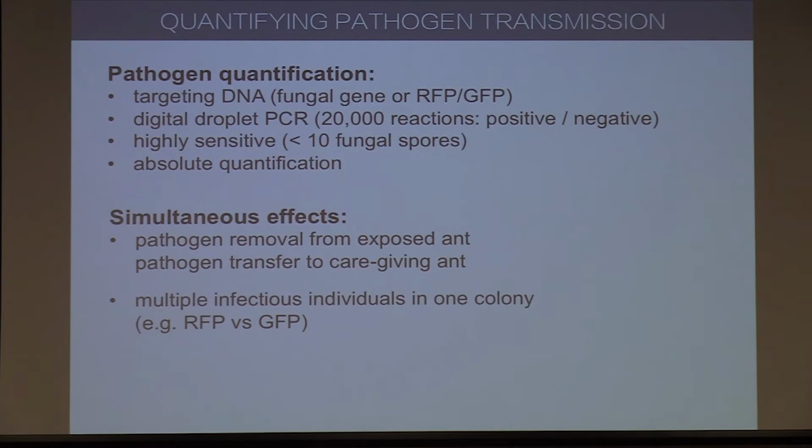pathogen transmission. And we have developed methods for this to quantify the pathogen on each individual colony member after their interaction. So what we use is digital droplet PCR, which is a more sensitive way of a quantitative PCR method, where we target the DNA of the fungal pathogen, either the fungal pathogen gene, or we can also use their fluorescent labeling, GFP and RFP, that we target the fluorescent label. This digital droplet PCR means that you don't have a single reaction, but you split up your reactions into 20,000 small droplets in oil, where you can then see whether or not you have your target in there or not.